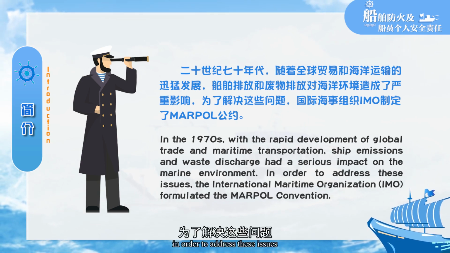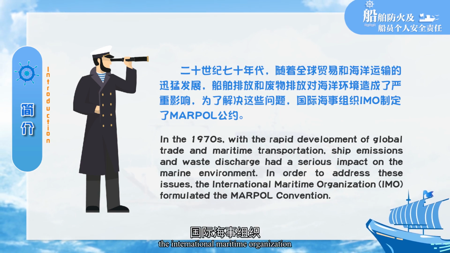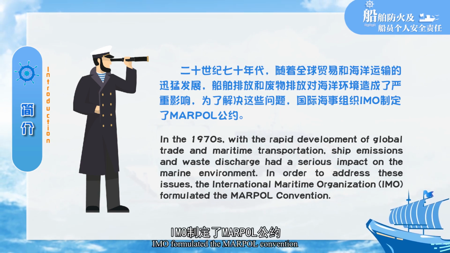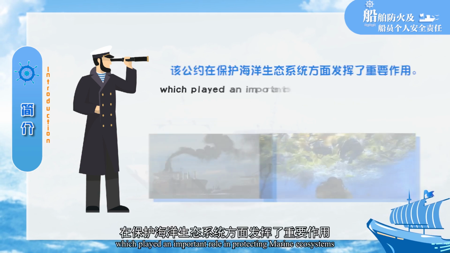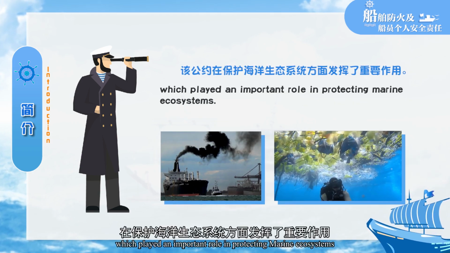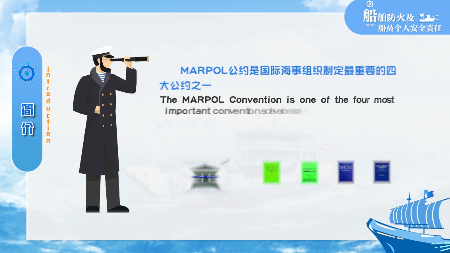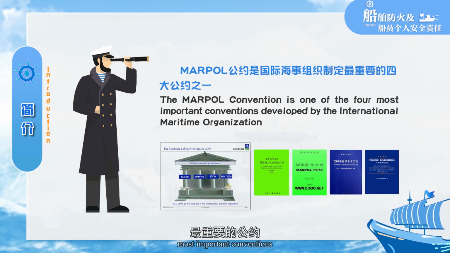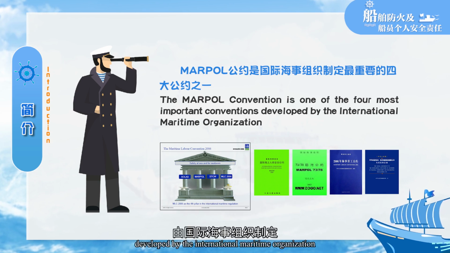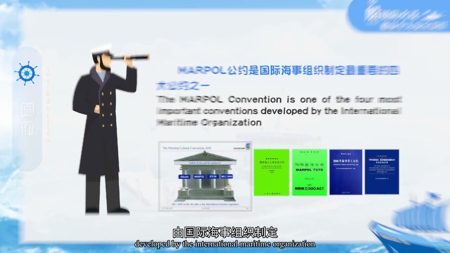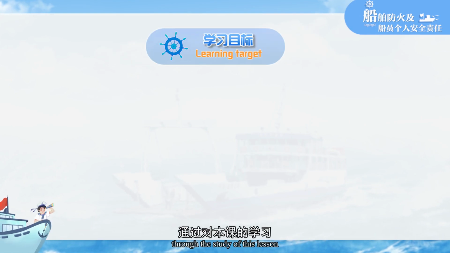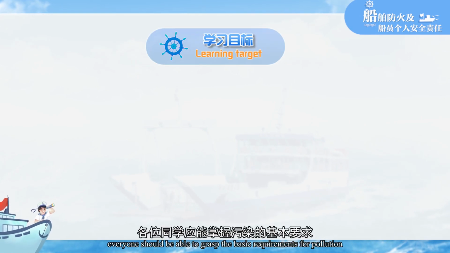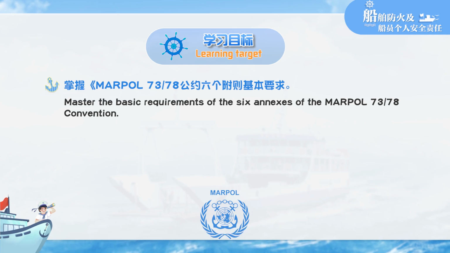In order to address these issues, the International Maritime Organization (IMO) formulated the MARPOL Convention, which played an important role in protecting marine ecosystems. The MARPOL Convention is one of the four most important conventions developed by the International Maritime Organization.